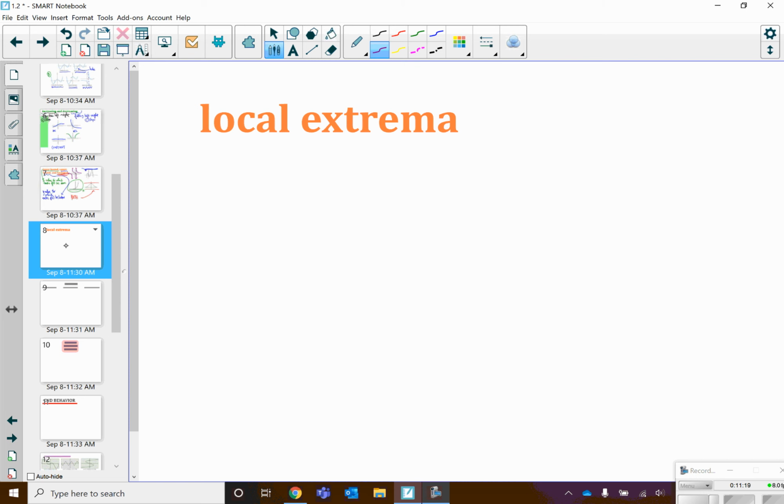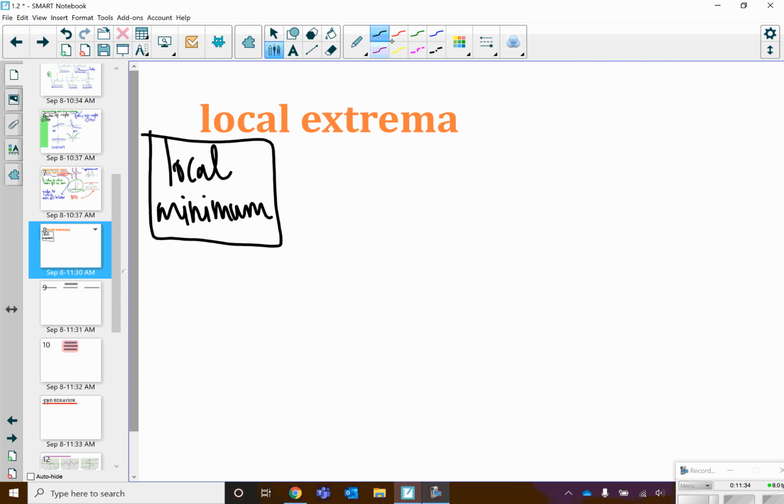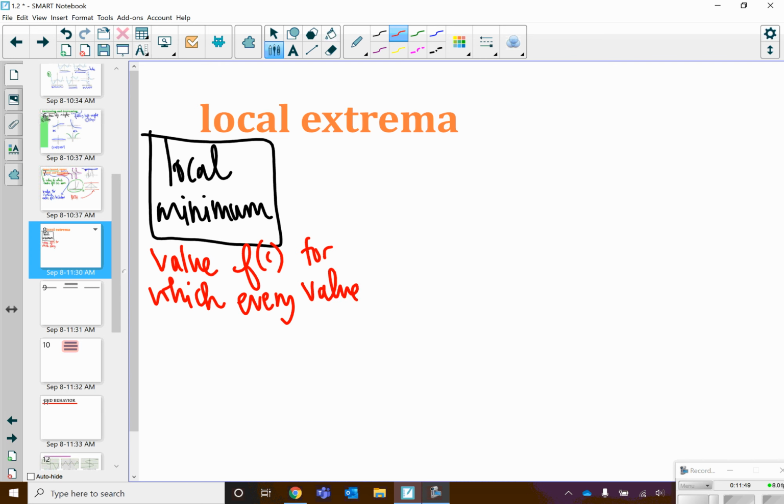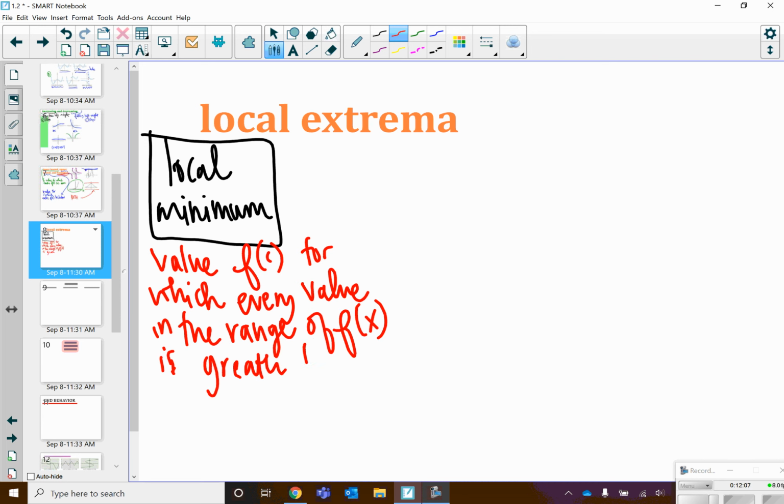Local extrema is talking about minimums and maximums. So a local minimum is a value f of c for which every value of f of x in the range of the function is greater than f of c. I'm going to draw you a quick picture.